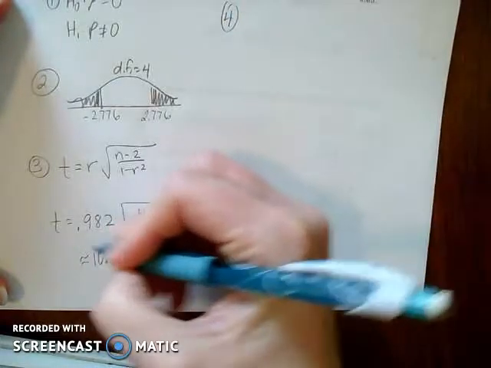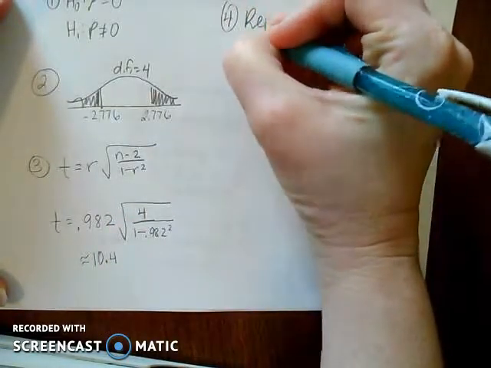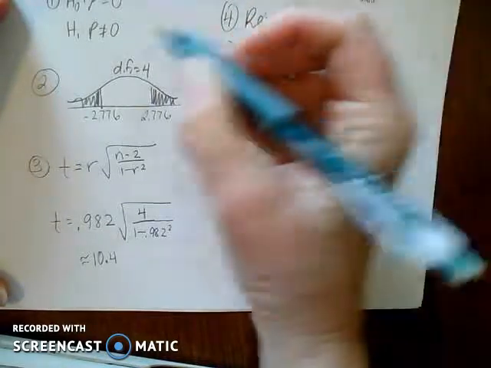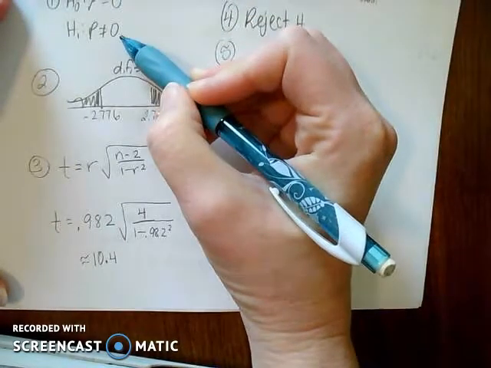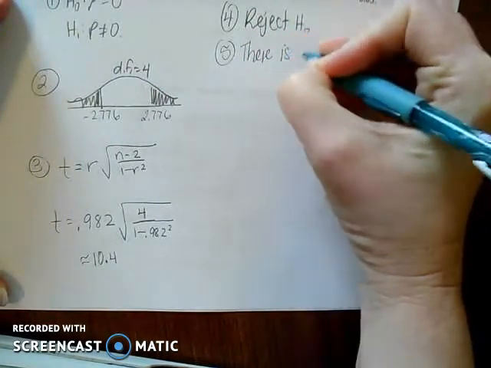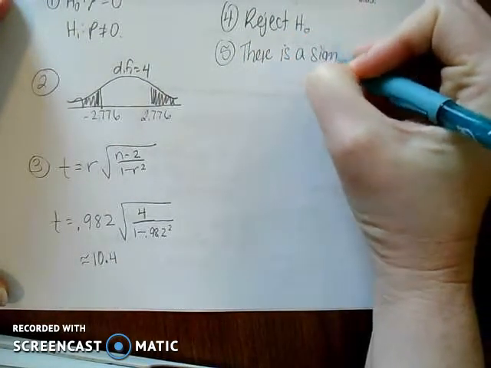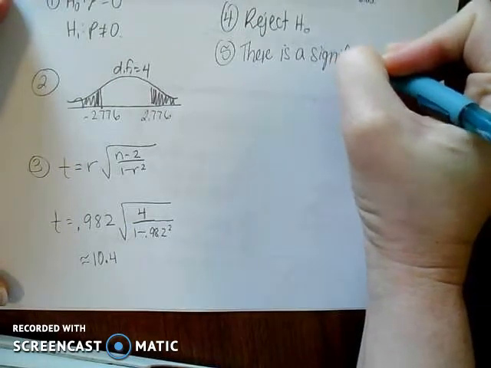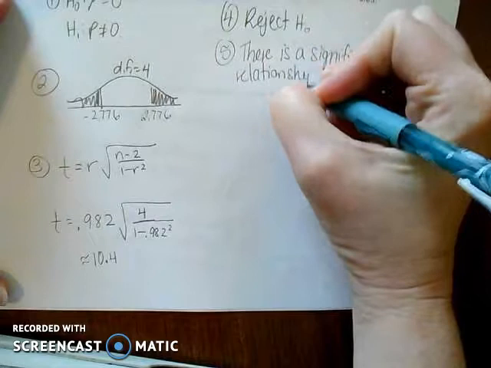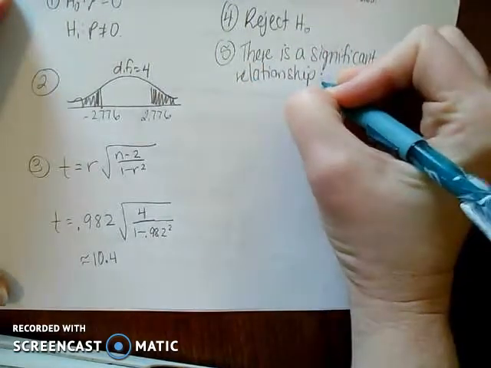So step 4, 10.4 is way out there, so we're going to reject our null hypothesis. Since we're rejecting it, that means we think this one is true, meaning there is a significant relationship. Okay, and now we have to describe it.